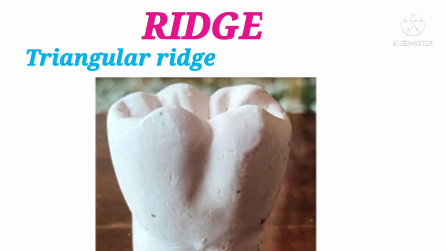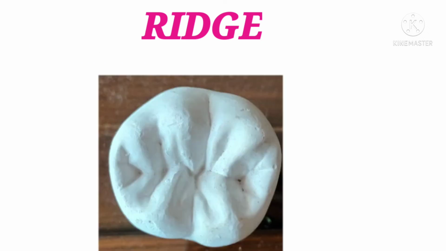Next one is triangular ridge. Triangular ridges descend from the tip of cusp of the molars and premolars towards the central part of occlusal surface. And the slopes of each side of the ridge are inclined to resemble two sides of a triangle. That is why they are called triangular ridges. They are named after the cusp to which they belong.